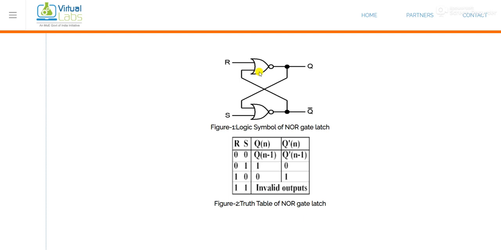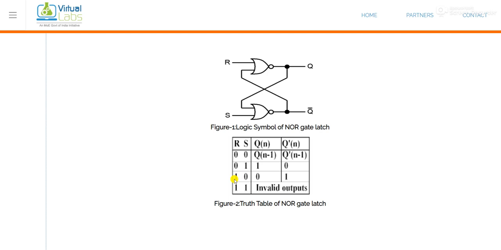OR gate output will be 0 and NOR gate output will be 1. Okay, so for r equal to 0 and for s equal to 1, your output will be qn equal to 1 and q bar n equal to 0. Okay, so r is for reset, s is for set. So whenever the value of s is 1 and r equal to 0, the output q will be set, that will be equal to 1.